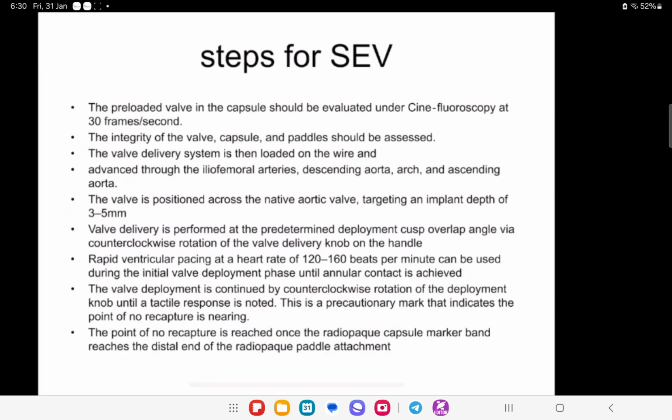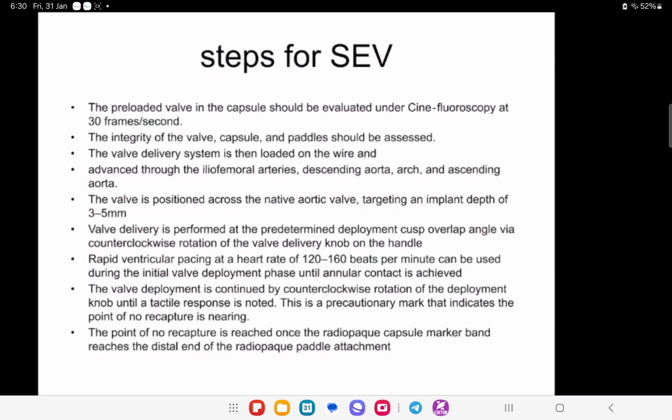Steps for self-expanding valve positioning. The preloaded valve in the capsule should be evaluated under cine fluoroscopy at 30 frames per second. The integrity of the valve, capsule, and paddle should be assessed. The valve delivery system is then loaded on the wire and advanced through the iliofemoral arteries, descending aorta, arch, and ascending aorta. Then the valve is positioned across the native aortic valve, targeting an implant depth of 3 to 5 mm.